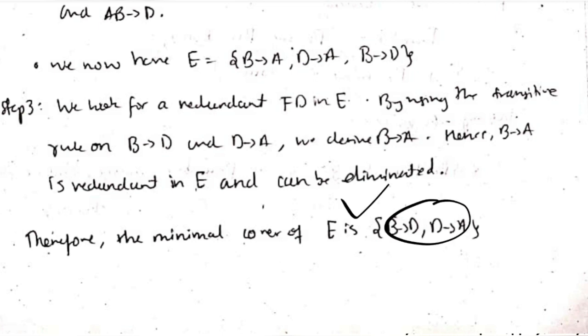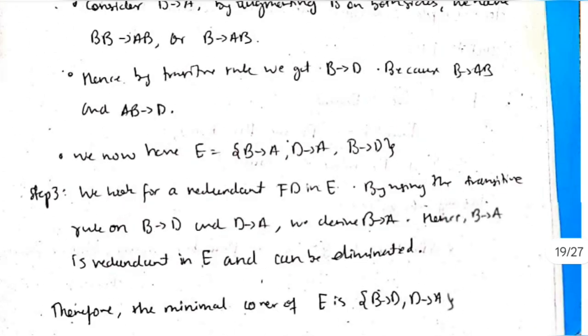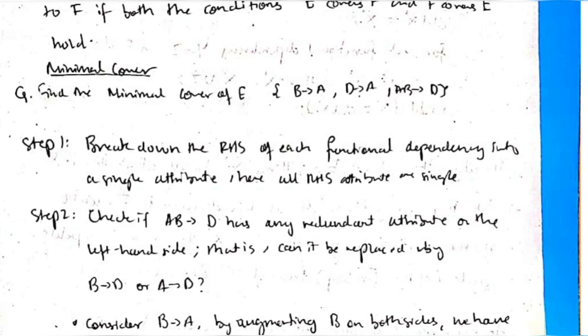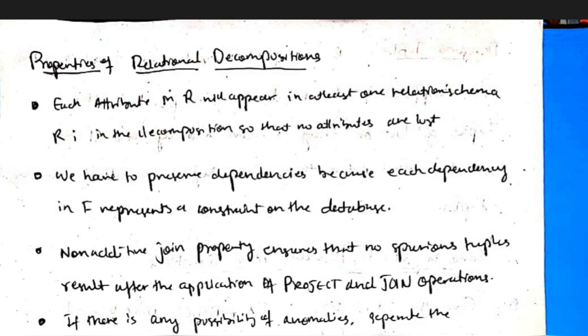So this is what the algorithm is about. We just have to apply the rules one by one and see if we can find the minimum dependencies. Let's discuss the properties of relational decompositions. Each attribute in R will appear at least once in the relation, so that no attribute is lost, and we have to preserve the dependencies, because each dependency in F represents a constraint on the database. So no dependency should be lost.